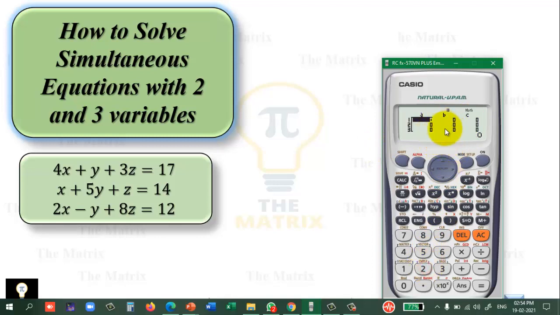So it is asking us for the coefficients of the variables, that is 4, 1, 3 and 17 for the first equation. Next equation gives us 1, 5 and 1, 5, 1 and 14. Then we have 2, minus 1, 8 and 12. 2, minus 1, 8 and 12.